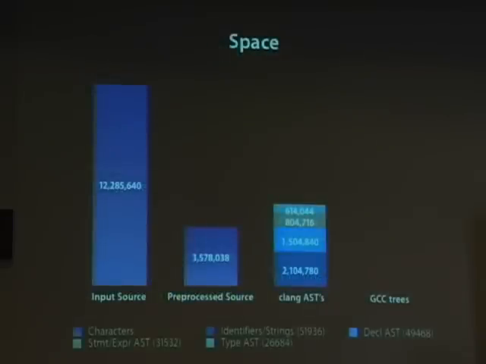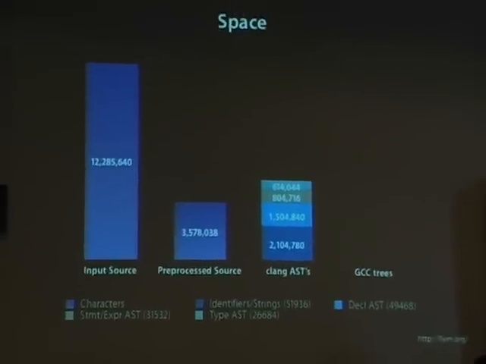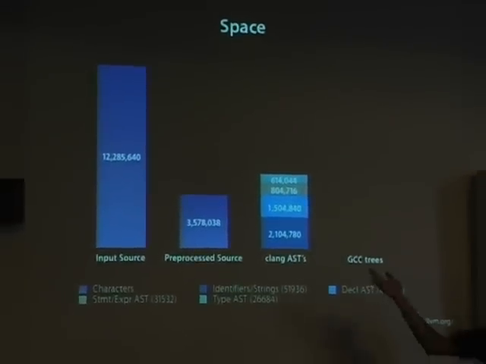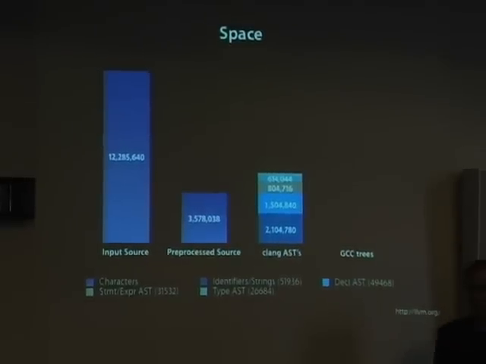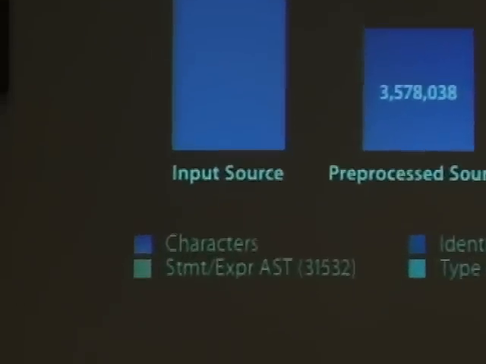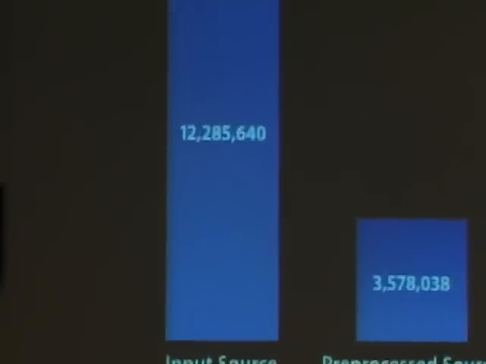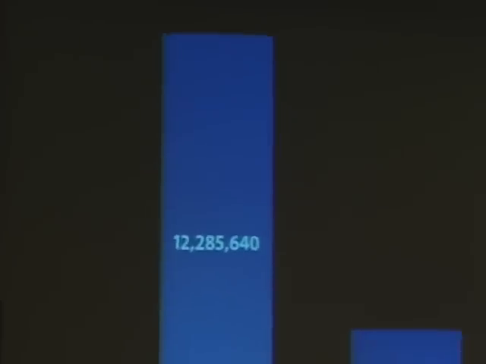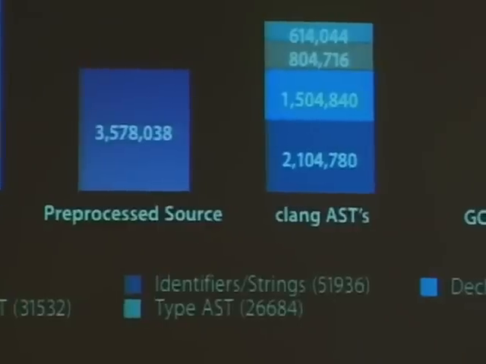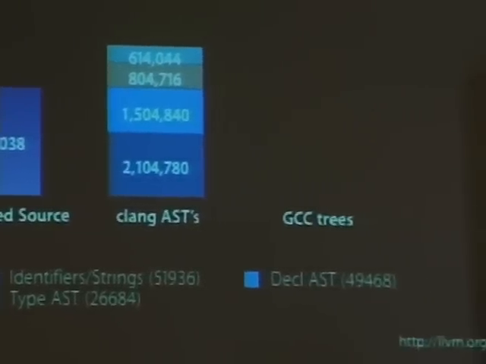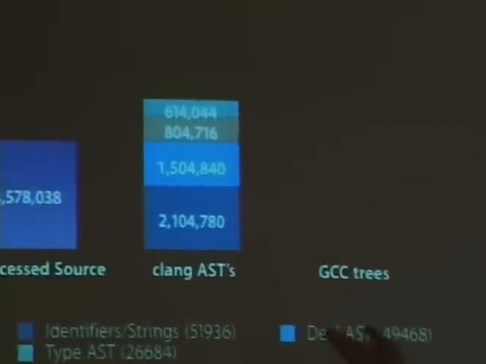If you look at this header, like I said before, it's about 12 megs of input source. After you run it through the preprocessor, the source is only 3.5 megs, right? And so people have observed that lexers and preprocessors are very performance sensitive, right? And this is exactly why. The preprocessor is confronted with, in this case, four times as much information as the parser, right? The parser and the lexer piece only have to deal with 3.5 megs.